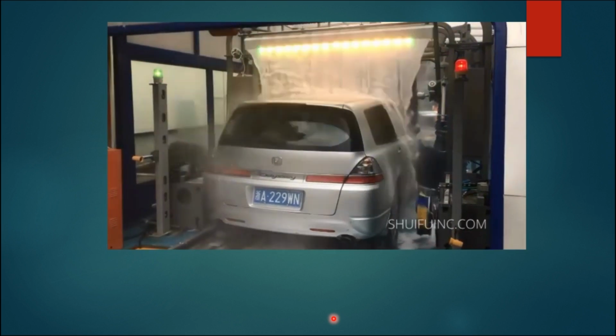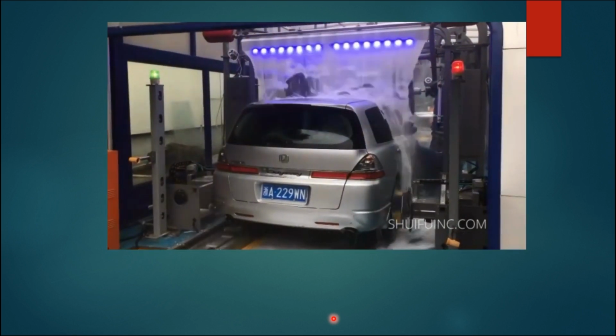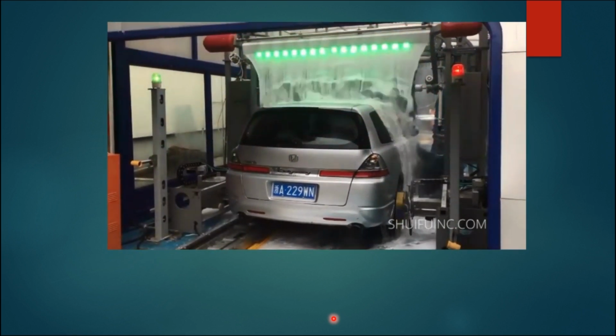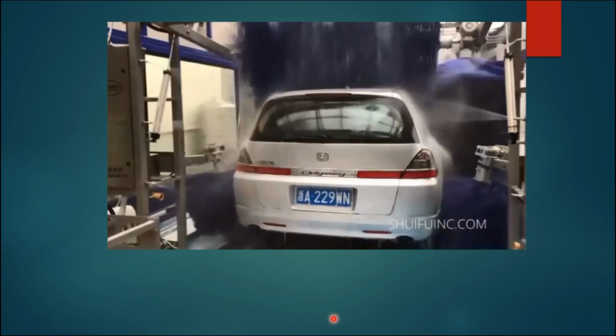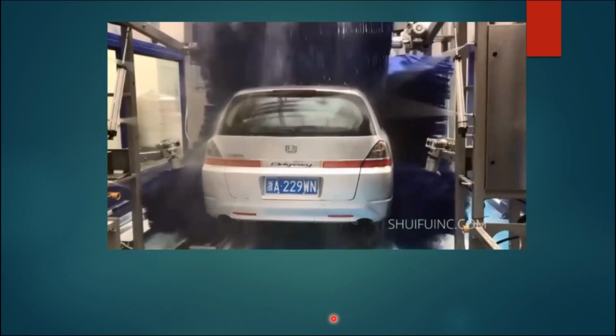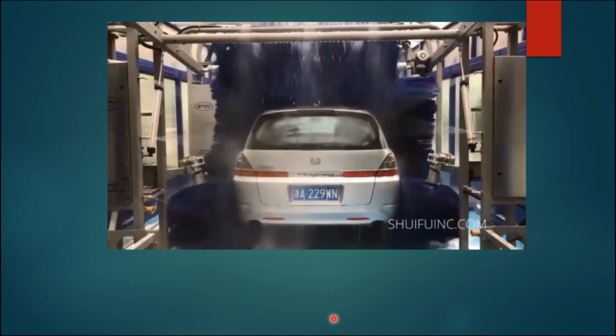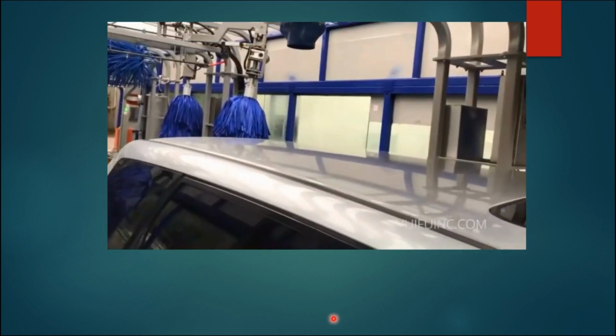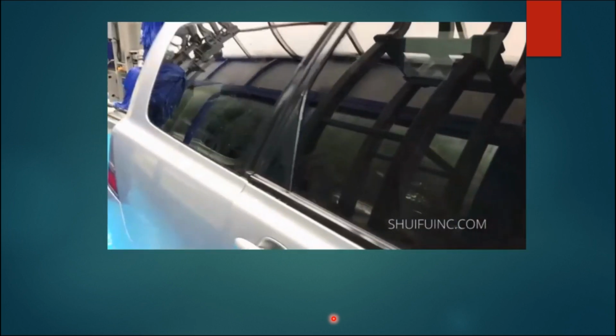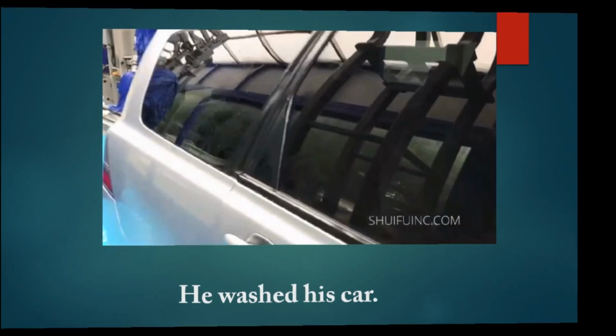A car is being washed. Children, I gave this example for your better understanding. Actually, the washing was completed in the past. If we wanted to express the past action, we can use the simple past. Here, he washed his car. He means the mechanic or some other person. Next example.